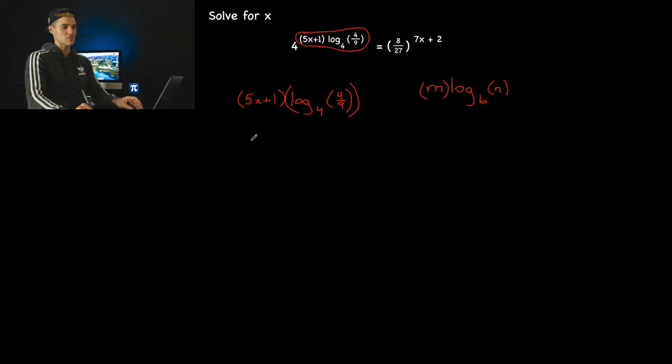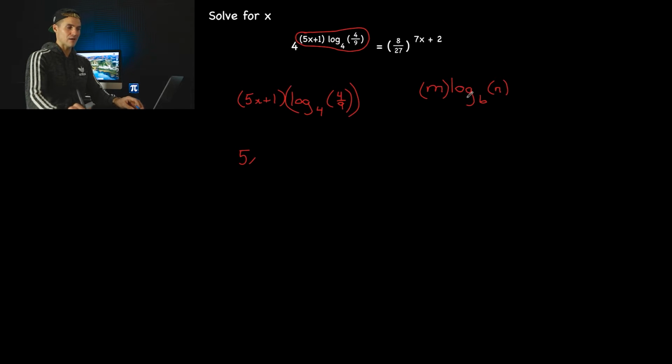Now, if this 5x plus 1 wasn't in brackets, if it was like 5x plus, maybe 1's not the best example to put, but let's say it was like 5x plus 2 log base 4, 4 over 9, then in this case, only the 2 would be in front of the logarithm, right? Not the 5x plus 2, but because the 5x plus 1 was in brackets, that's the key to see here, that that's the entire coefficient in front of the logarithm.